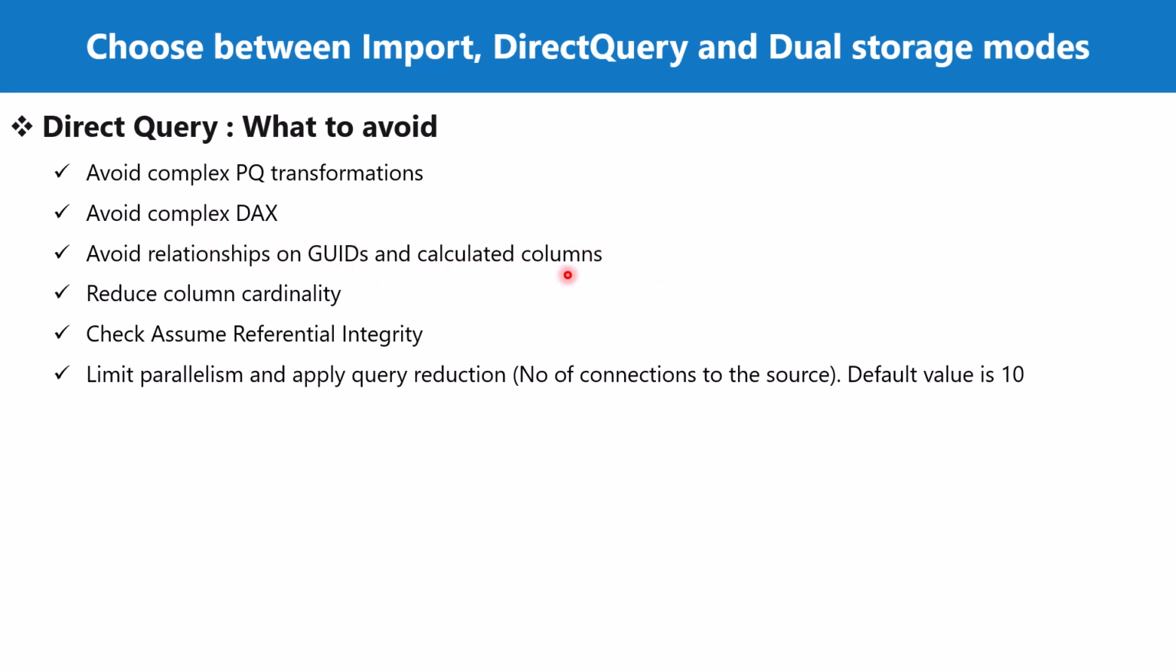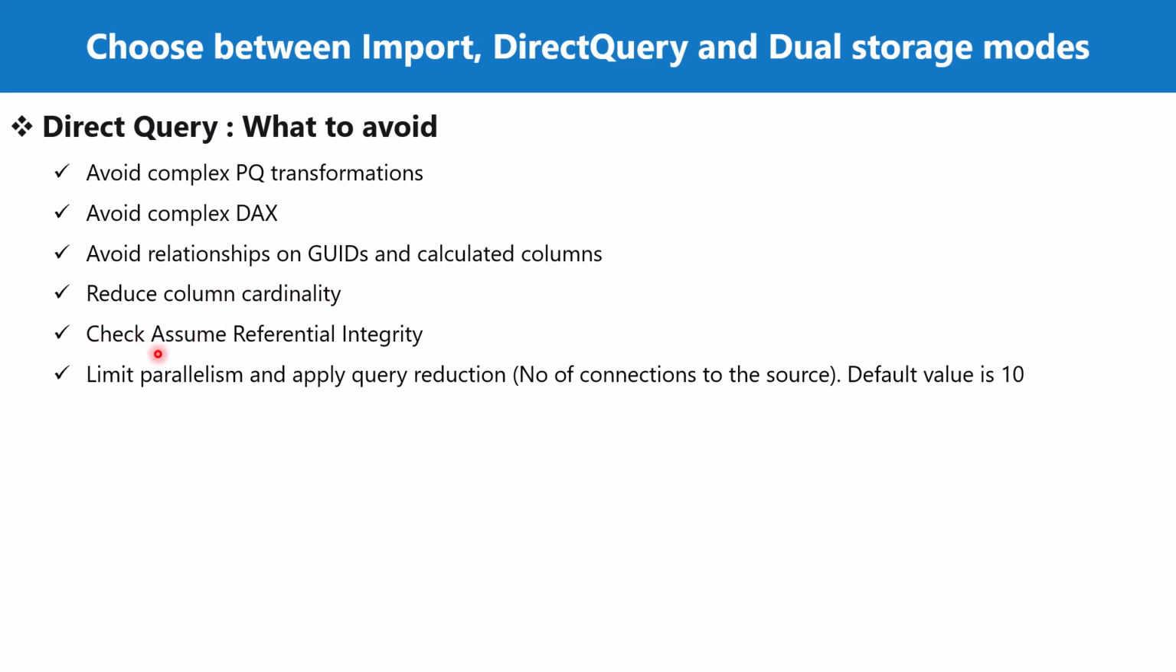We are going to talk about calculated columns in the next section once we are talking about DAX, but just keep this thing in mind that you have to avoid these two things once you are working with direct query. Also, like I said, there is a concept of cardinality associated with a column. If you have too many unique values in a column, then you say that this column has a high cardinality. If you are dealing with high cardinality columns, then it can also be a problem once you are working in direct query. So try and reduce the column cardinality.